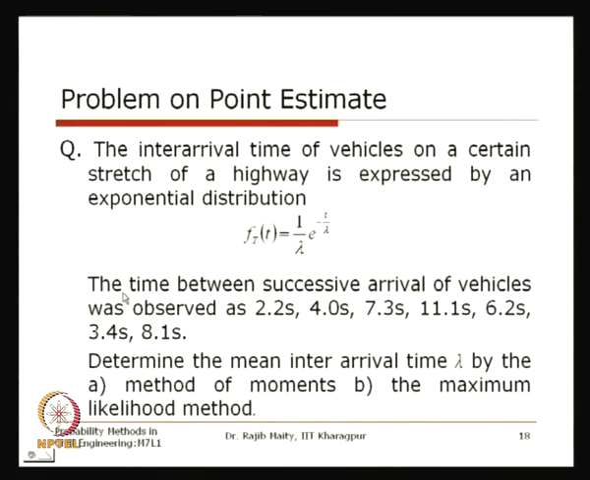Now some samples have been taken, that is, the time between successive arrivals of vehicles was observed as 2.2 seconds, 4 seconds, 7.3 seconds, 11.1 seconds, 6.2 seconds, 3.4 seconds and 8.1 seconds. So this is the sample that we have collected. Now we just want to estimate the parameter lambda for this distribution by two methods. One is the method of moments, another one is the method of maximum likelihood.